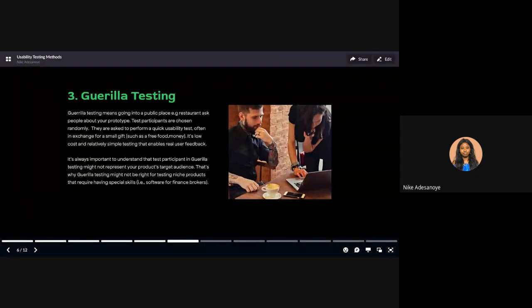These people might not necessarily be your actual target audience. So you are just testing with random people to get their thoughts about the product, their random thoughts about the experience of the product. The way I defined it here is that gorilla testing means going into a public place, like I said earlier, and asking people about your prototype. So you already did the prototype itself, and then people are testing it. And test participants are chosen randomly.